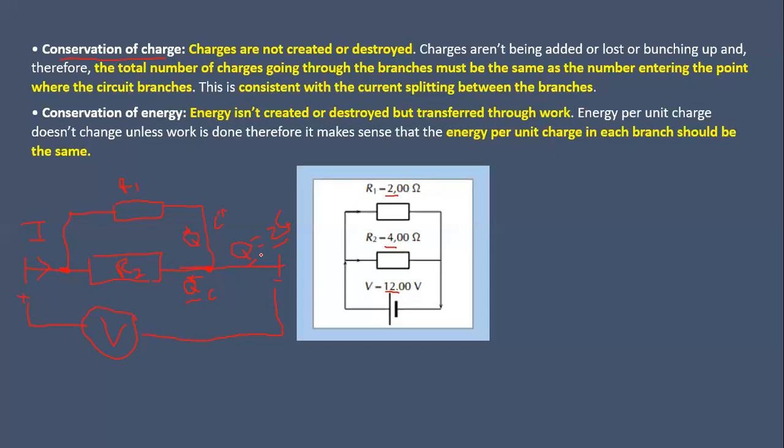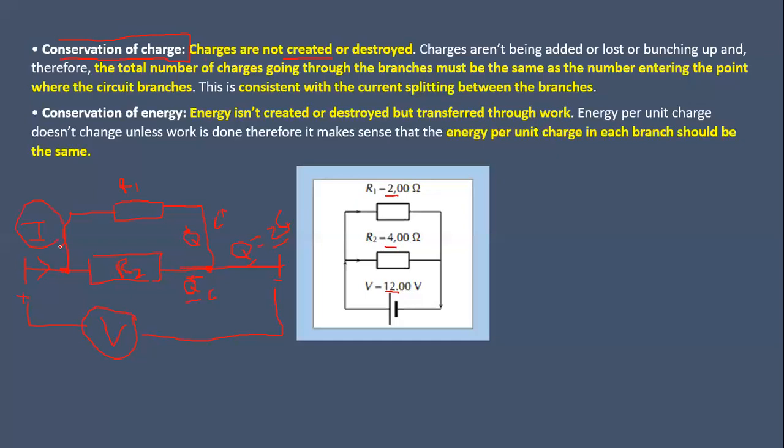Because if we were to say, no, 2C is entering, so 2C is also going there, 2C is also going there, then all of a sudden we have 2 plus 2, and the law of conservation of charge is not being fulfilled. It means that we have created charge out of nowhere. So for this law of conservation of charge to be fulfilled, it makes sense that there has to be a splitting of current.